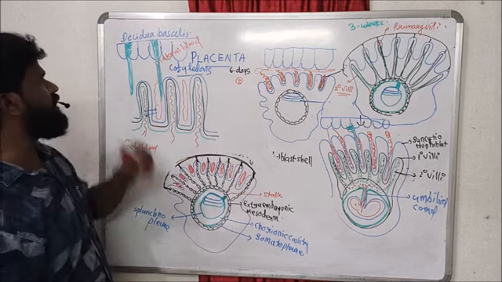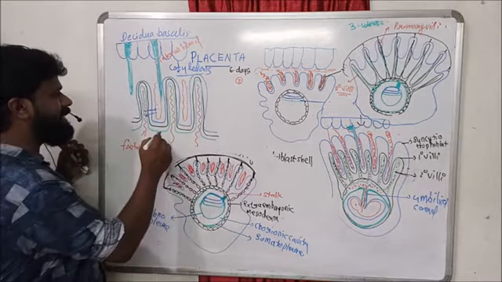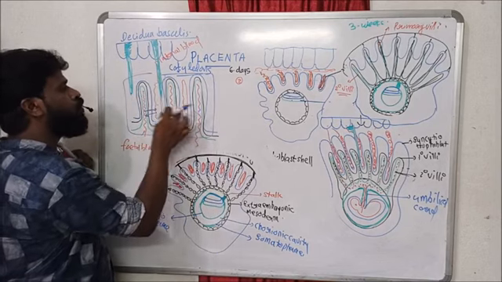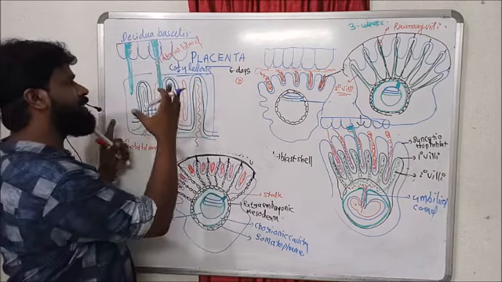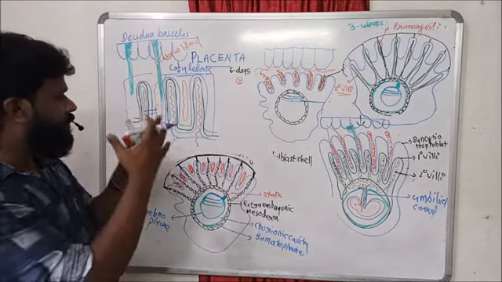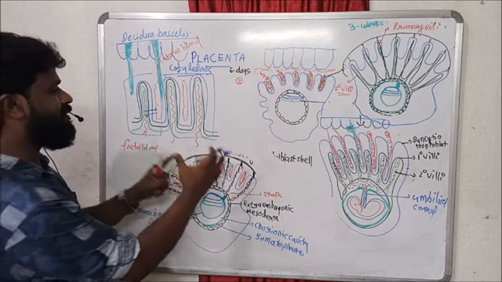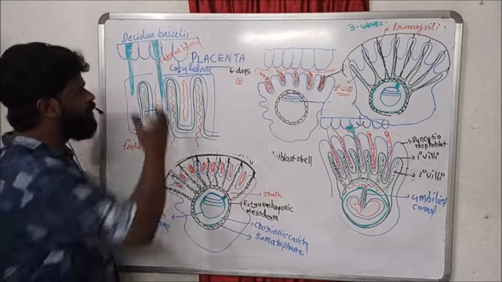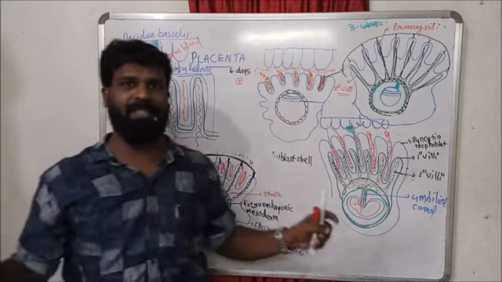Cotyledons are the tissues formed from the decidua basalis. These cotyledons separate the villi into two or three chambers, that is, they compartmentalize or partition the villi, so that a number of villi are chambered in a particular chamber.